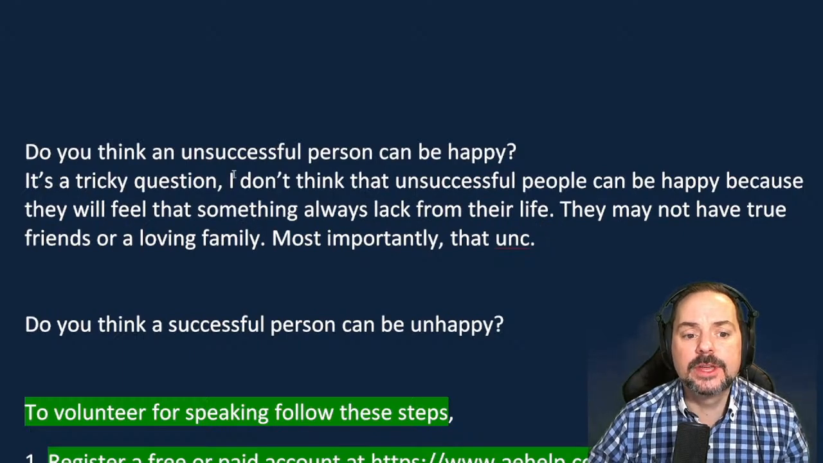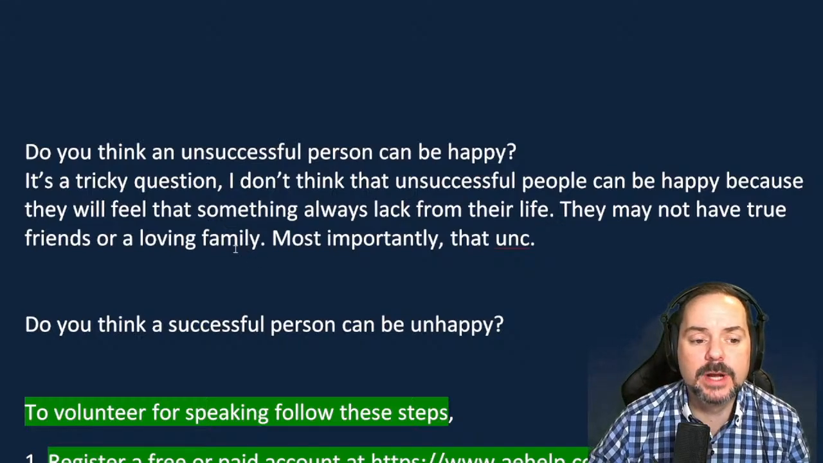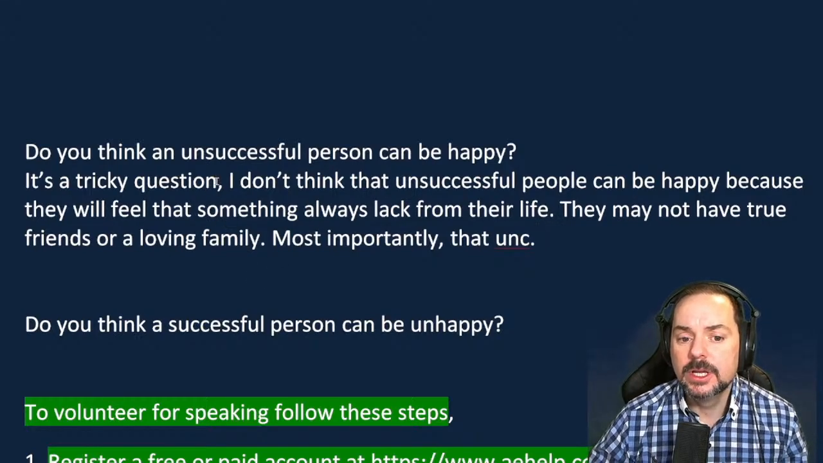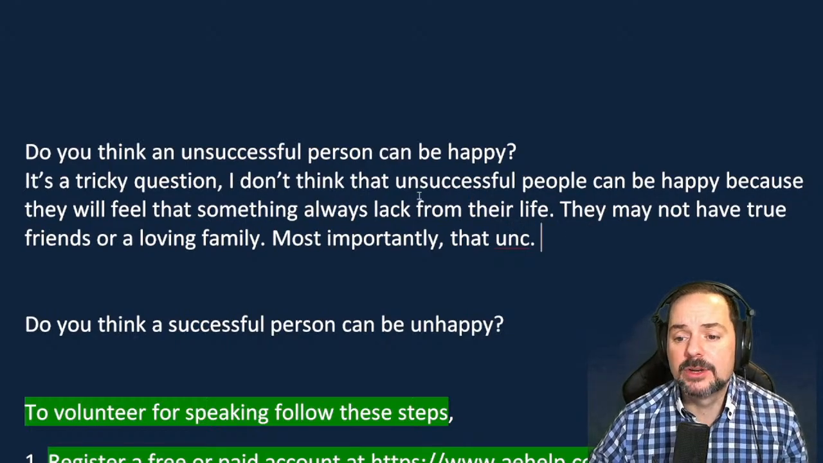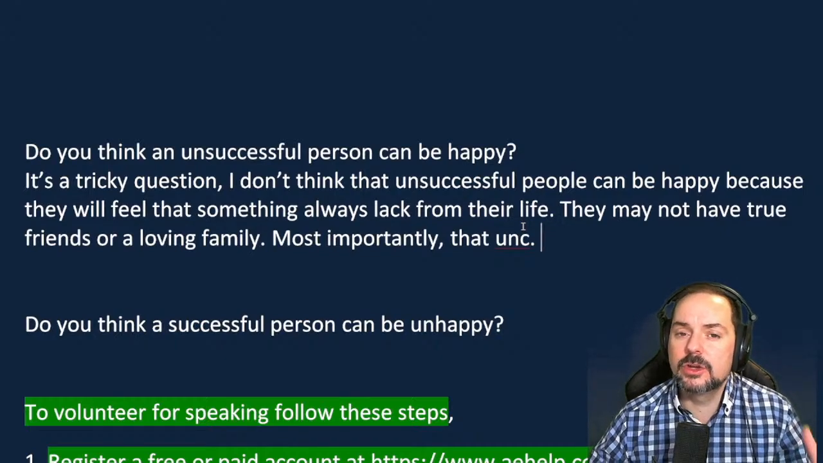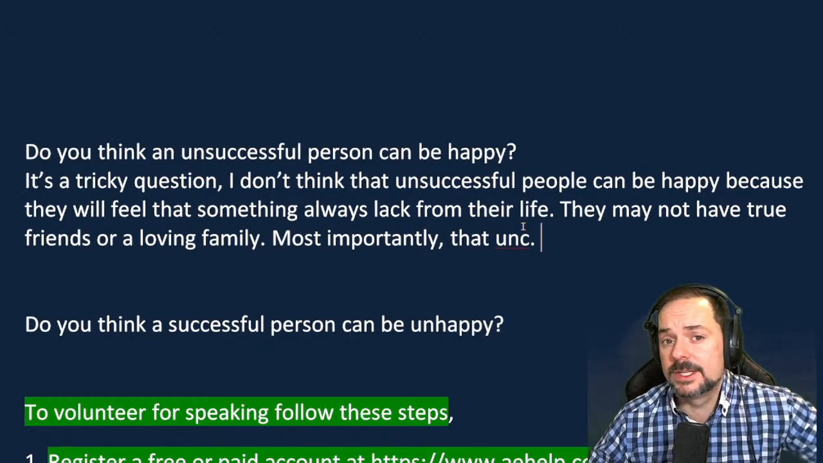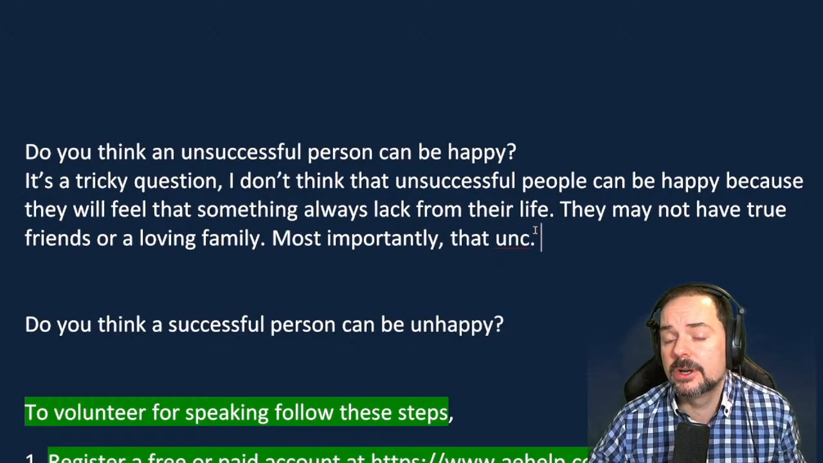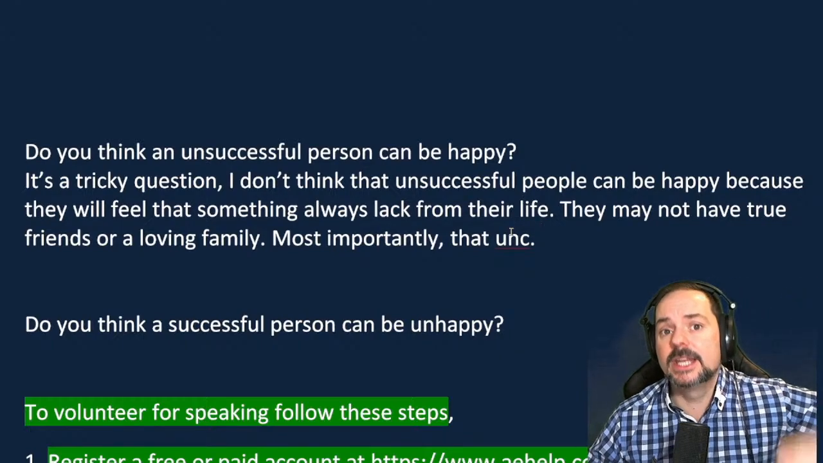And then I asked you, do you think an unsuccessful person can be happy? So I gave you a follow-up question as well, and you said it's a tricky question. And then you went with, I don't think that an unsuccessful person can be happy, or I don't think unsuccessful people can be happy. That was good, right? It is a tricky question, and you could argue it both ways, but I like how you realize that, okay, I just have to decide on one side. It's not about the truth here. It's just about being decisive, deciding on one side and then going with that.